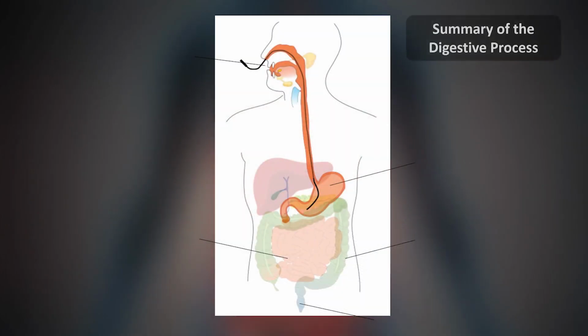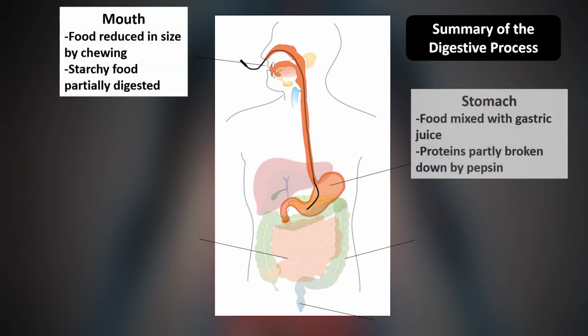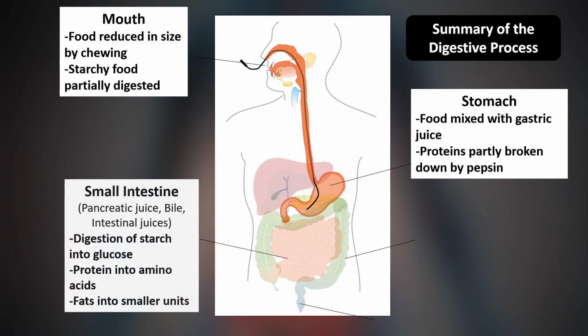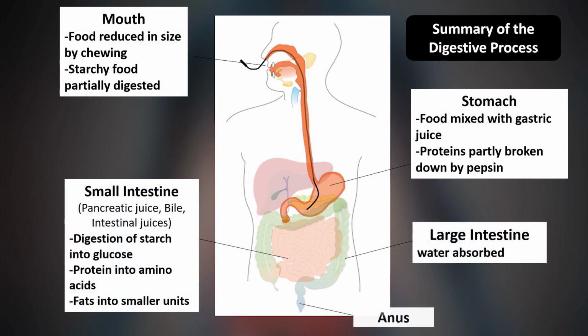So here is the summary of the digestive process. What happens to food in the mouth, in the stomach, small intestine, large intestine? Let us quickly go through it. So we have seen that in the mouth, when we ingest food, food is reduced in size by chewing. The presence of saliva, which contains an enzyme called ptyalin, partially digests the starch, the carbohydrate present in the food, in the mouth.